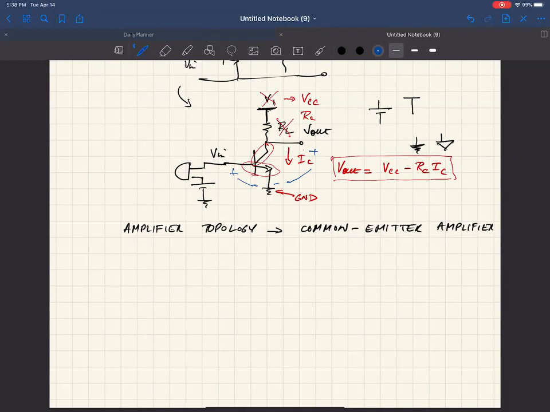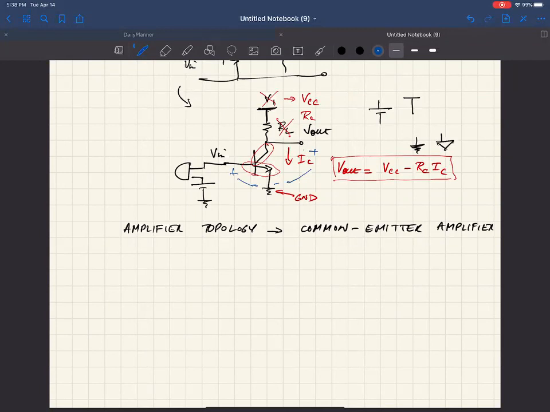So this is a common emitter. You could also have a common base where the input is actually coming through the emitter, and you can have a common collector as well. I don't know if we're going to get a chance to go into those, but anyway, this particular one, which is probably the most popular amp topology, is called the common emitter.